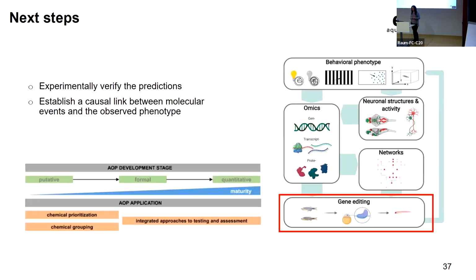Our next steps here would be to experimentally verify these predictions and to finally establish a causal link between this molecular initiating event and the observed phenotype. This would hopefully lead to the further maturation of our putative AOPs, such that they can finally be used in the future for chemical risk assessment.